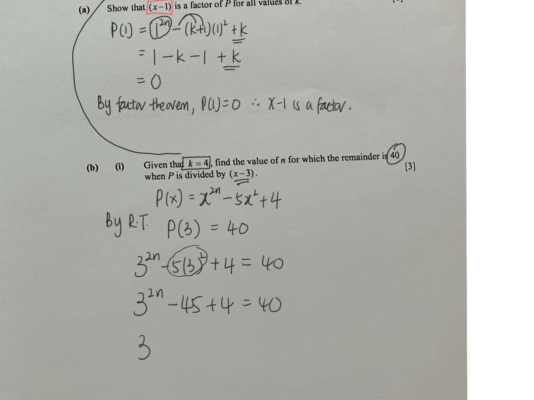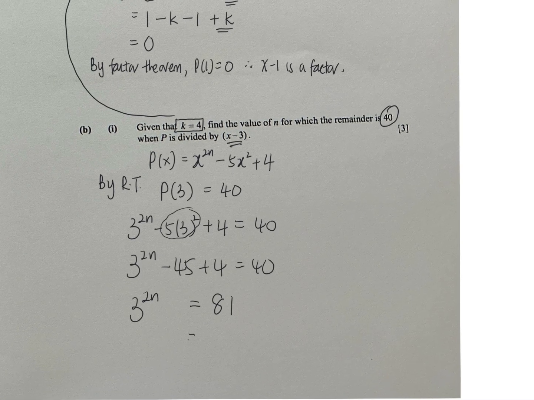So it will be quite a neat solution because you end up having 81 here. So you shift the minus 41 over to add, you get 81. 81, you can change it to base 3. So this is an indices problem. So 2n must be equal to 4, n must be 2. So just embrace the information they give you, and write it out. Then you see where it leads you to.